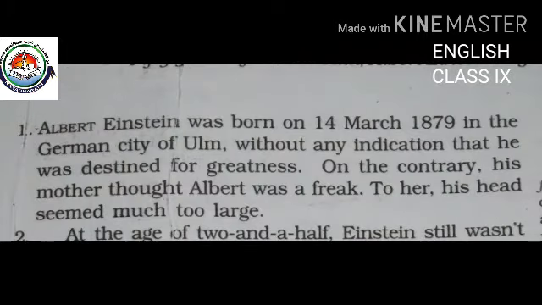Paragraph number 1. Albert Einstein was born on 14 March 1879 in the German city of Ulm without any indication that he was destined for greatness. On the contrary, his mother thought Albert was a freak. To her, his head seemed much too large.